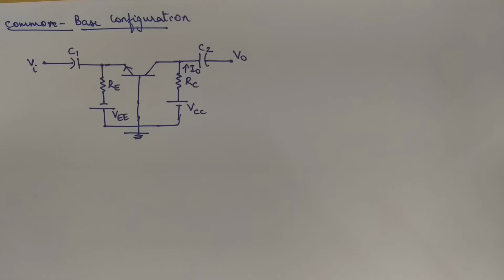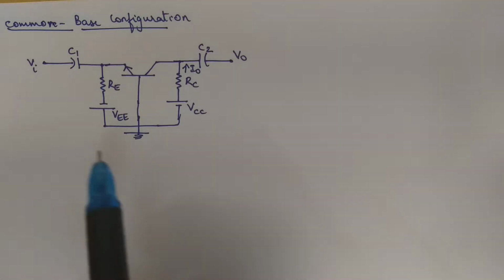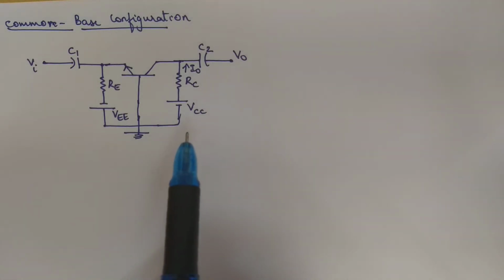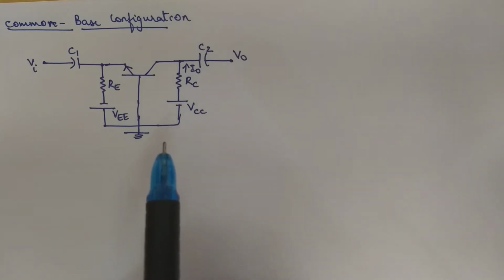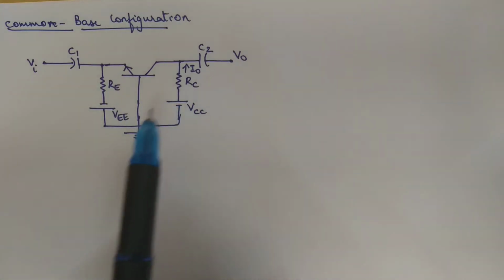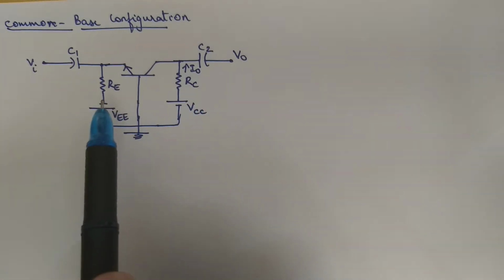In this session, we will be analyzing the common base configuration circuit by using the simplified hybrid model. So, the given circuit is in the common base configuration where VEE and VCC are the DC bias circuits for the transistor to keep it in the active region, and C1 and C2 are the coupling capacitors.